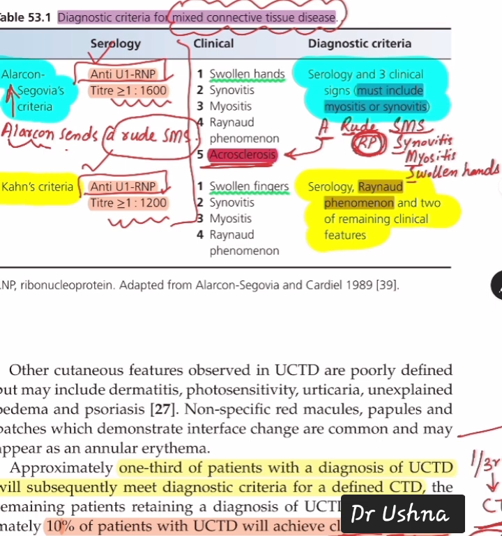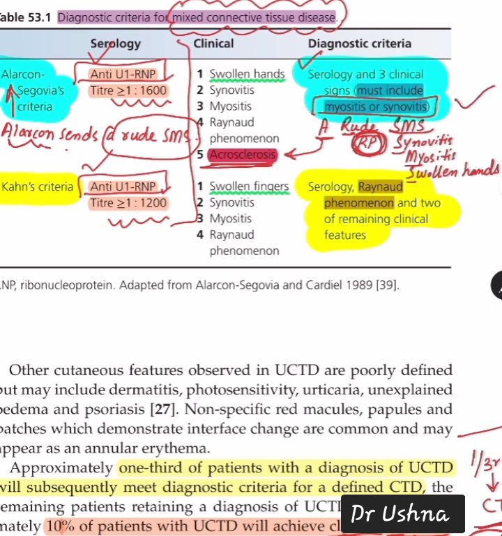So by remembering this one line, you can compile your criteria. A rude SMS is acrosclerosis, Raynaud phenomenon, synovitis, myositis, and swollen hands. There should be positive serology and three clinical signs, in which myositis or synovitis is a must. So this is the Alarcon-Segovia criteria.